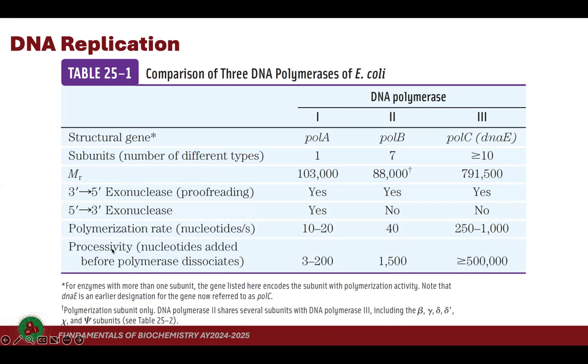And lastly, we have this property that we call processivity. So processivity means the number of nucleotides that the polymerase can add to the newly synthesized strand before it dissociates from the replication fork. Okay, so polymerase 3, again being the main polymerase for replication, has the highest processivity, and the other two have low processivity. And again, this is a reflection of their functions.